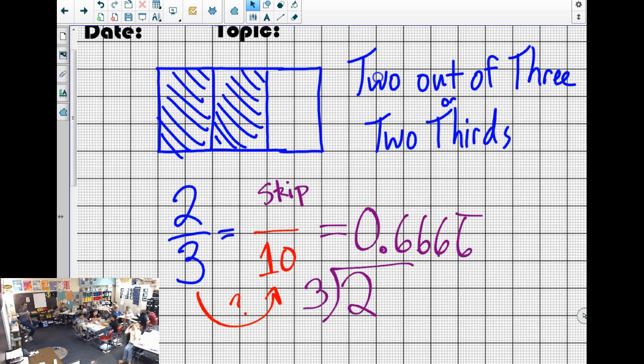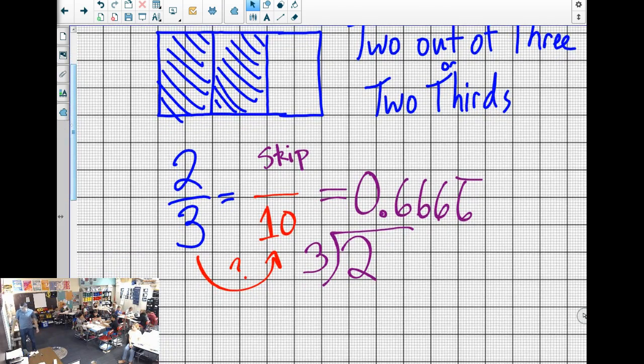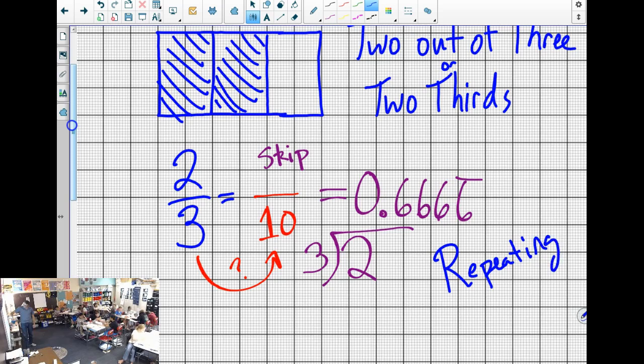But so guys, this is why we don't like long dividing. If you start long dividing this, you will continue doing this forever. This is what we call a repeating decimal. If you can't quickly tell me that's a repeating decimal, I need you to write that down, please. So go ahead and jot on your paper repeating decimal. And I know we talked about this a little bit last week.